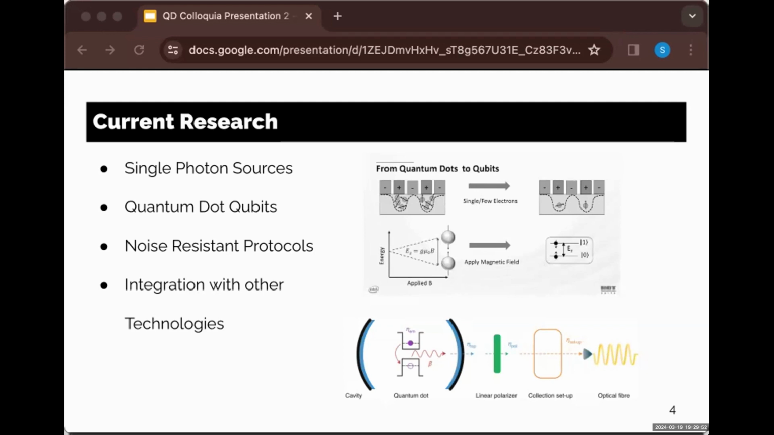Finally, integration with other technologies. To enable practical deployment of QKD systems, researchers are working on integrating quantum dots with other technologies. For example, quantum dots can be integrated with photonic integrated circuits, allowing for miniaturization and scalability of QKD systems. Integration with on-chip photon detectors and quantum memories is also being explored to create compact and efficient QKD platforms. Next slide, please.